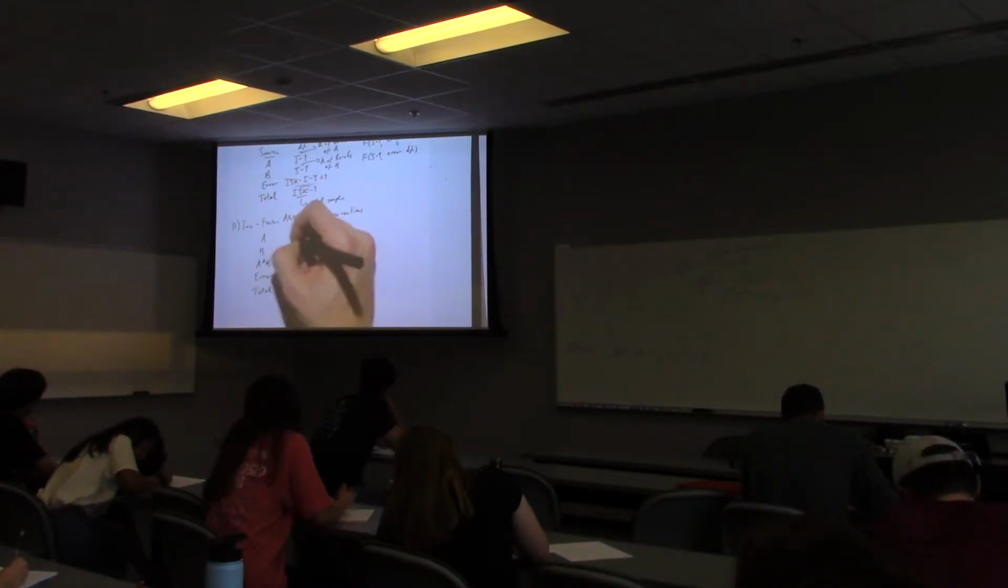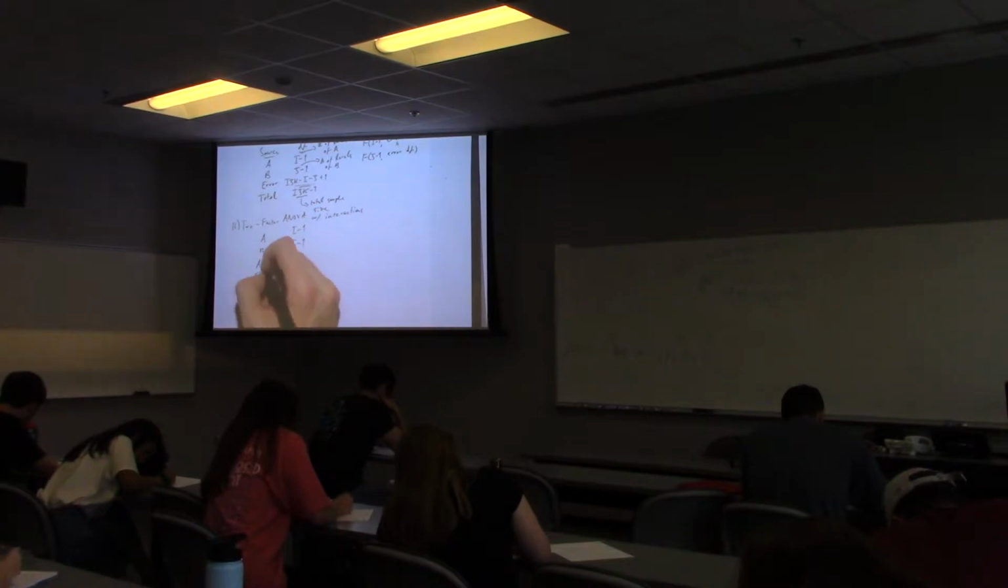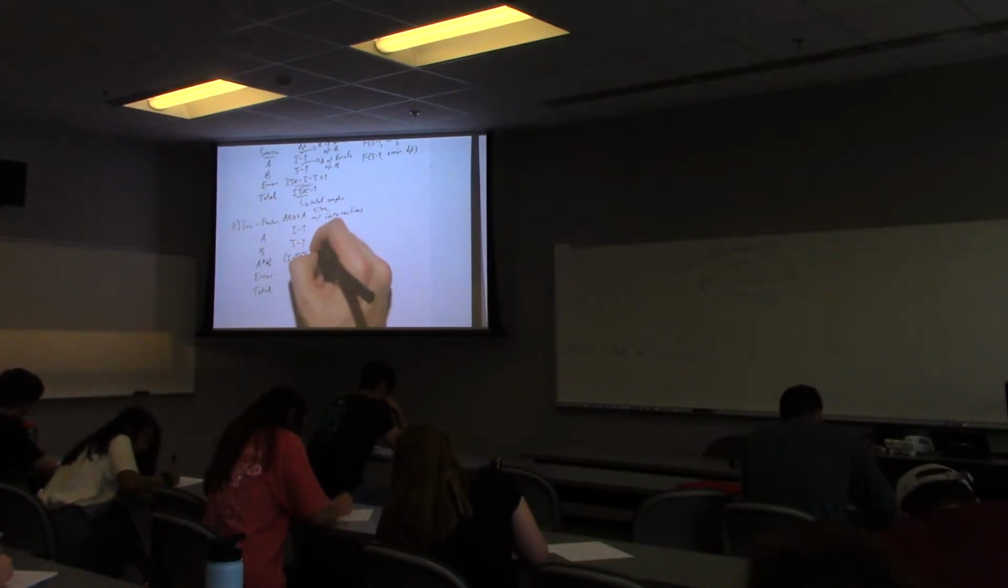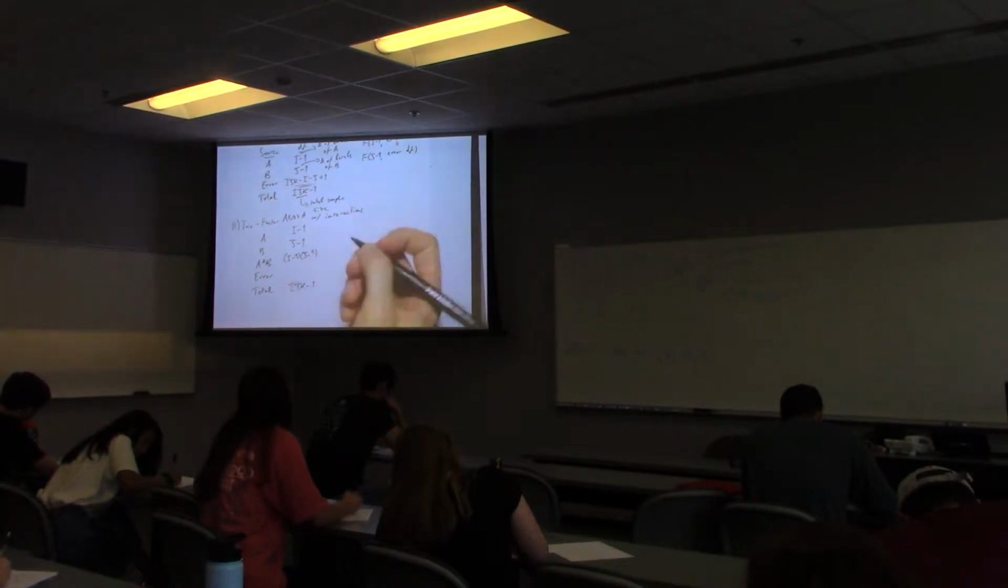A, still I minus 1. B, still j minus 1. You can figure out the interaction, it's just the product of the two of them, which makes some sense. Okay, and the error is like whatever remains from this.